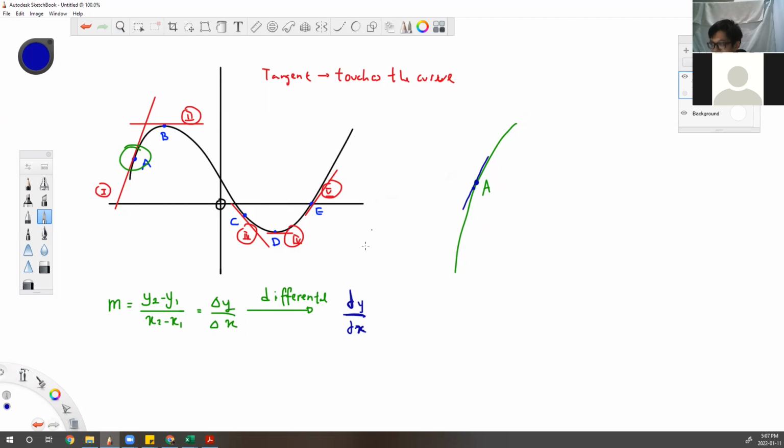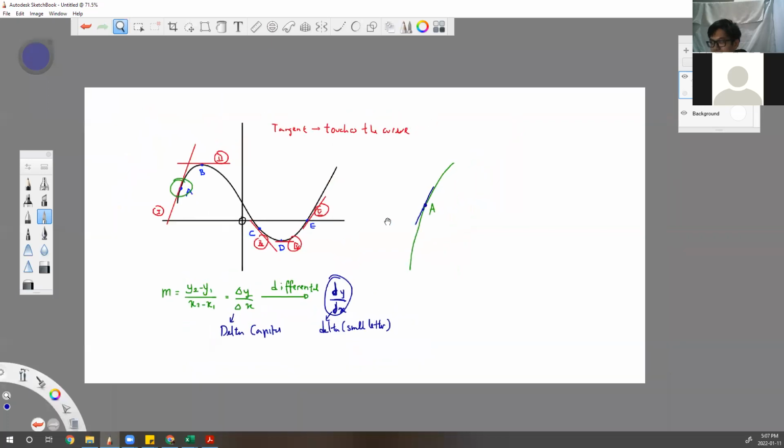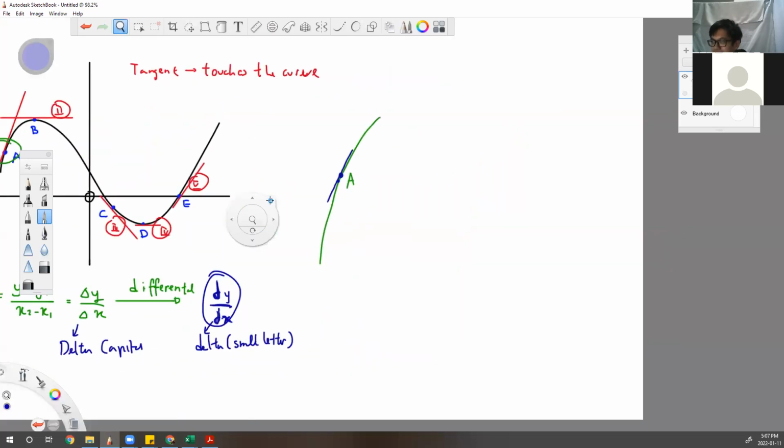So this d is not written like this, that's wrong. This is the regular alphabetical d. This is d written like this. Yeah, dy dx. This is the small delta. This is the capital delta, a Greek letter. This is delta for the capital letter. This is delta also, but for the small letter. Okay, so this will be our approach in order to find the gradient, dy dx.